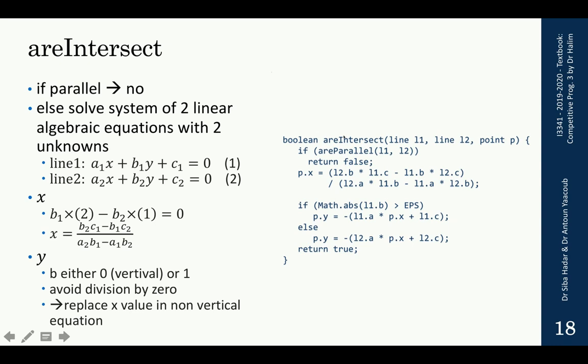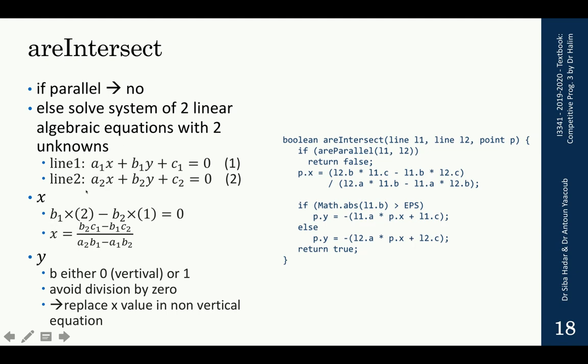Function R intersect returns true in case line 1 and line 2 do intersect, and in this case it fills the fields of the third parameter P, the x and y fields, and it returns false otherwise. If the lines are parallel, this function returns false. Otherwise, we have two equations in which we know the ABC parameters, but we don't know the x and y value, which is the same point, the intersection point.